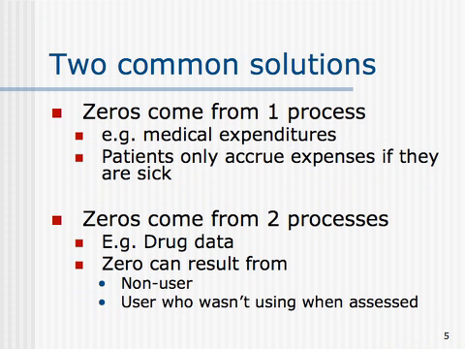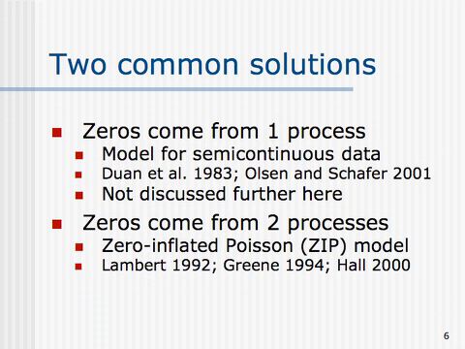If we assume the zeros come from one process, one approach that's pretty common in the literature is the two-part model for semi-continuous data, which was originally proposed by Duan and extended to longitudinal data by Olsen and Schafer. I'm not actually going to discuss that further here. I'll just make a few comments on it in a moment. The other model is the zero inflated Poisson model, which assumes zeros come from two processes, and there are a number of references for that.